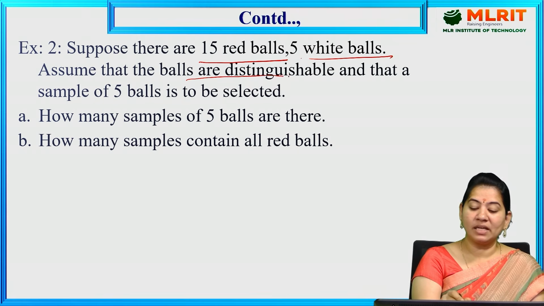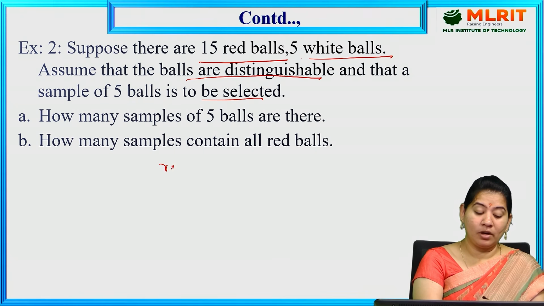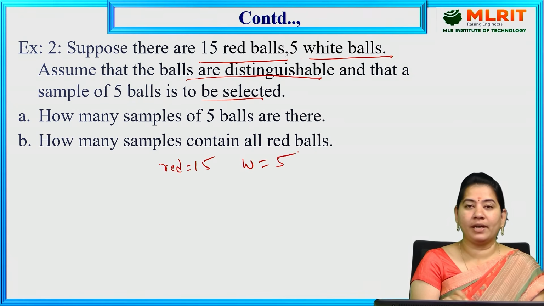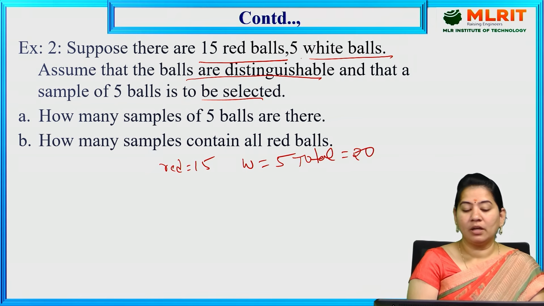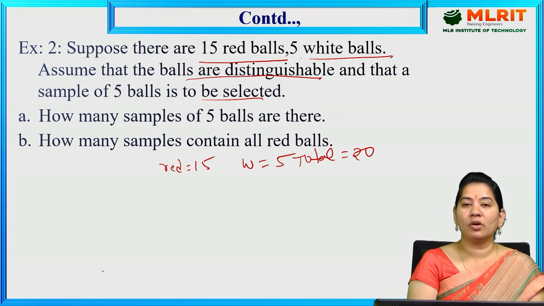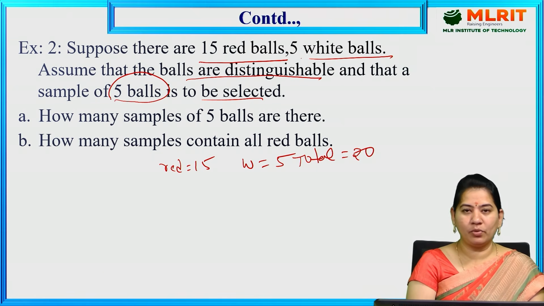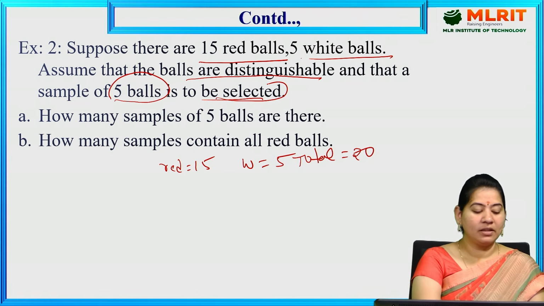Assume that the balls are distinguishable, that a sample of 5 balls is to be selected. So here we have red balls equal to 15 and white balls equal to 5. Altogether we have 20 balls in total. Here all are distinguishable, which means we have to assume that all the balls are distinguishable. And now I want to select a sample of 5 balls. Now the question is how many samples of 5 balls are there.